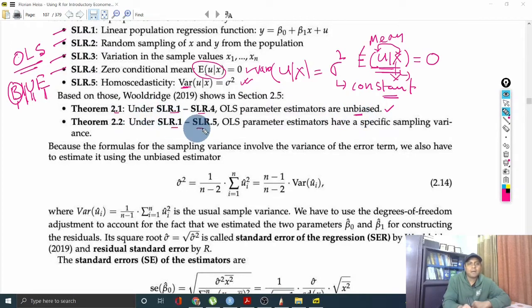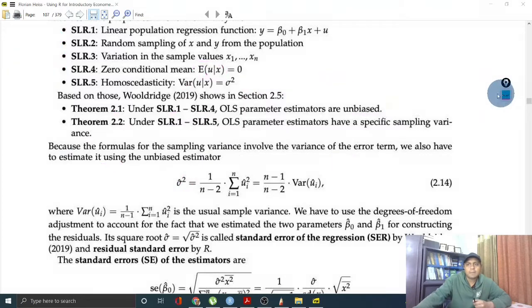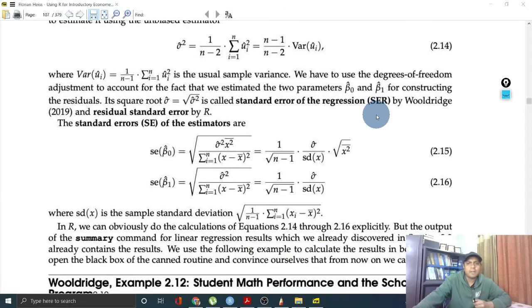And under assumptions 1 to 5, OLS parameter estimators have a specific sampling variance, which means, as I said, constant variance. Because the formulas for sampling variance involve the variance of the error term, we also have to estimate it using an unbiased estimator. So this value should be estimated. Moving on, there is another concept called the standard error of regression.